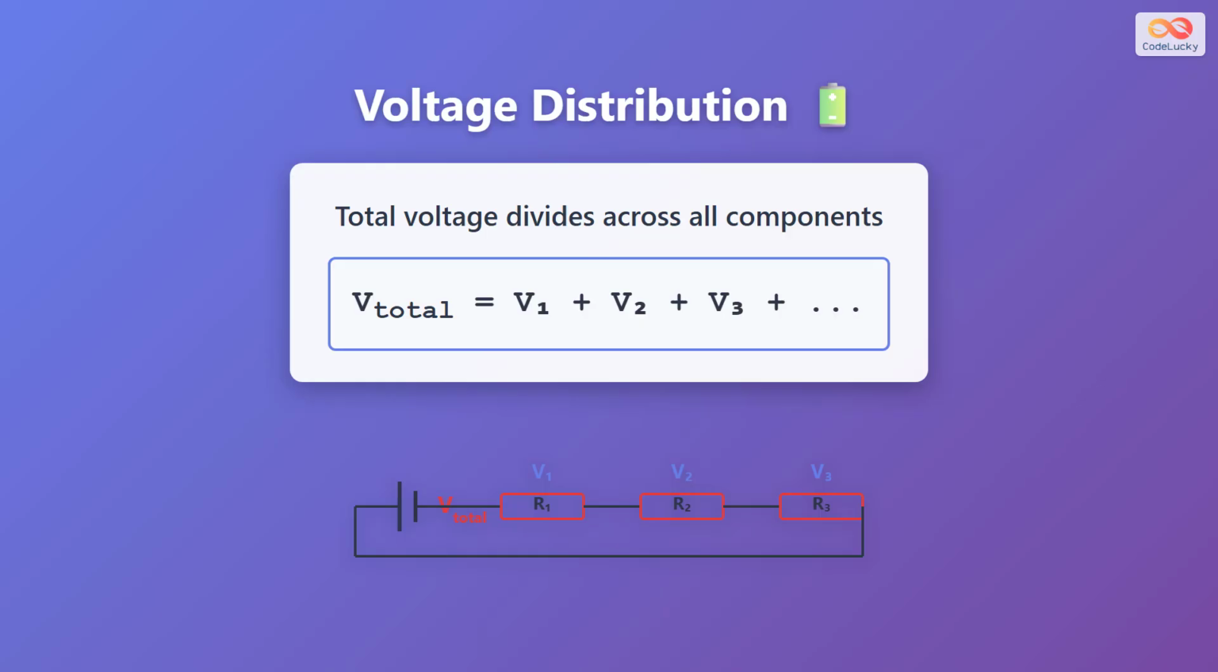While current remains constant in a series circuit, voltage behaves differently. The total voltage supplied by the battery divides across all components in the circuit. Each component gets a portion of the total voltage. The formula is total voltage equals voltage 1 plus voltage 2 plus voltage 3 and so on. For example, if a battery supplies 12 volts and there are 3 equal resistors, each resistor will have a voltage drop of 4 volts across it. The sum of all individual voltage drops always equals the total voltage supplied.